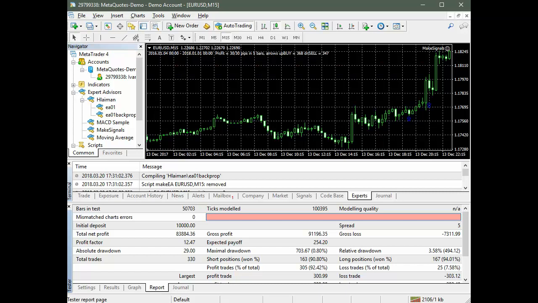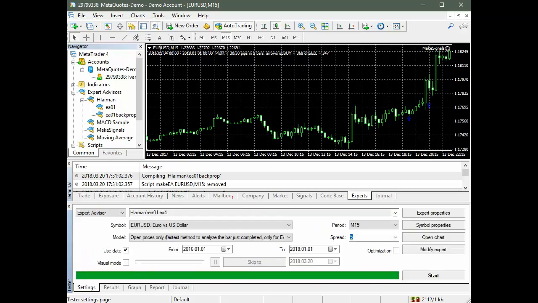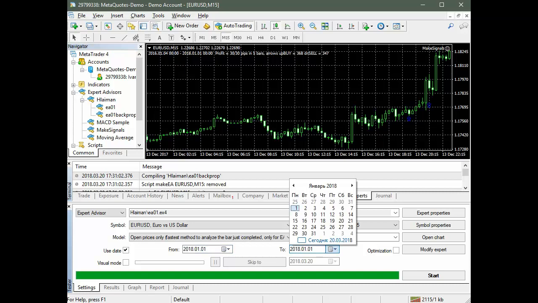However, a decrease in the neural network error leads to a reduction in the number of transactions, especially in the period outside the training set. When testing the period from January 1st, 2018 to March 20th, 2018, with the chosen error parameters, there are no trades.